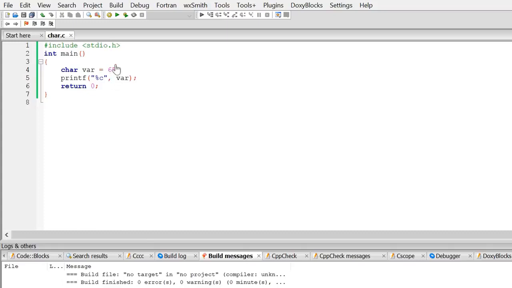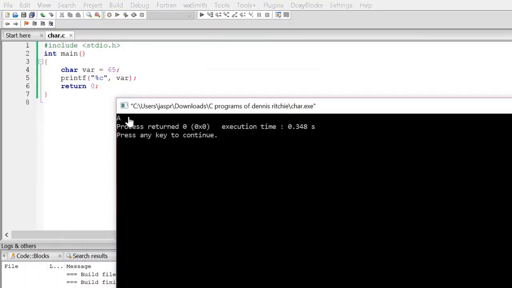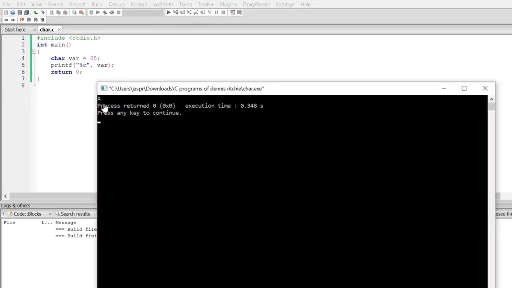Let's see what the associated character value would be for this particular decimal value. As we know, the associated character for this decimal value 65 is A. That is why A is printed. If you see the ASCII table, you can see that A is associated with the decimal value 65. If you provide 65, it is similar to providing the character A.